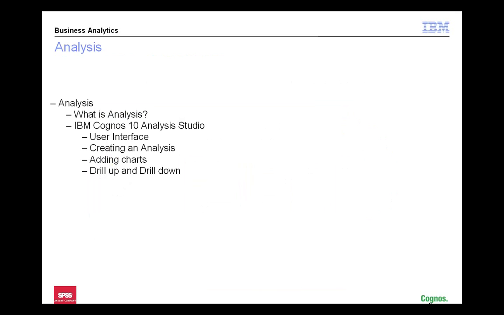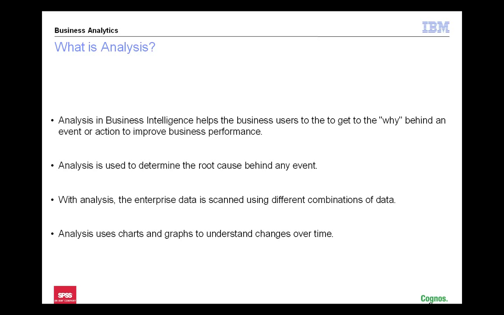Okay. Then we come to analysis. Analysis, or OLAP analysis, is the concept where you use data warehousing operations like slicing and dicing, rolling up, drilling down, these things. Then we'll go to Analysis Studio, where we'll discuss the user interface, create an analysis, add charts, and drill up and drill down. Okay. Analysis in business intelligence is actually for the business users to find the root cause. It actually points you to the why of business, the why of a particular event.